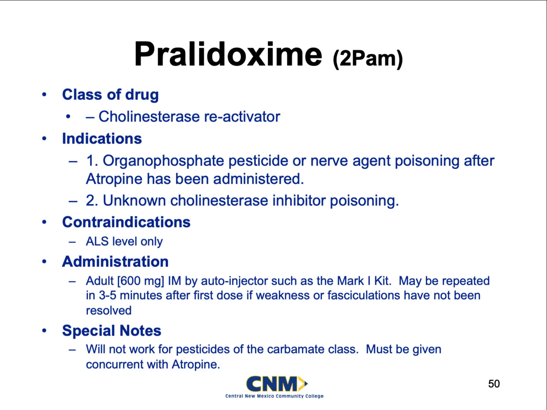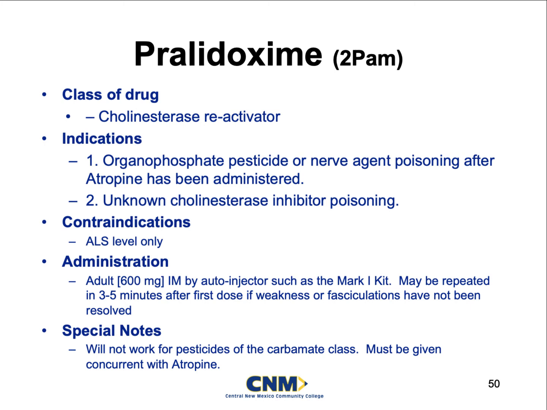Okay, now last but not least, this is the last drug that we're going to cover, Pralidoxime, also known as 2-PAM. Remember that this is given in conjunction with the atropine that we talked about earlier. Remember that we want to give that atropine first, and then we're going to give the Pralidoxime, okay? The Pralidoxime is known as a cholinesterase reactivator. Indications are the exact same for atropine as Pralidoxime. This is for any kind of organophosphate pesticide or possibly fertilizer, or any nerve agent poisoning after atropine has been administered. Atropine first, then Pralidoxime, okay?